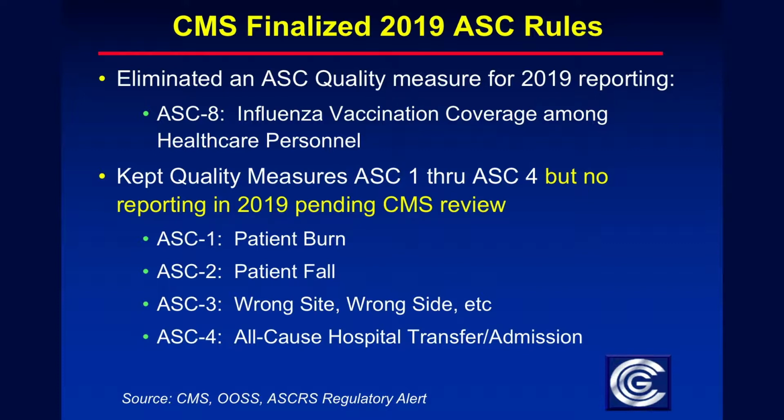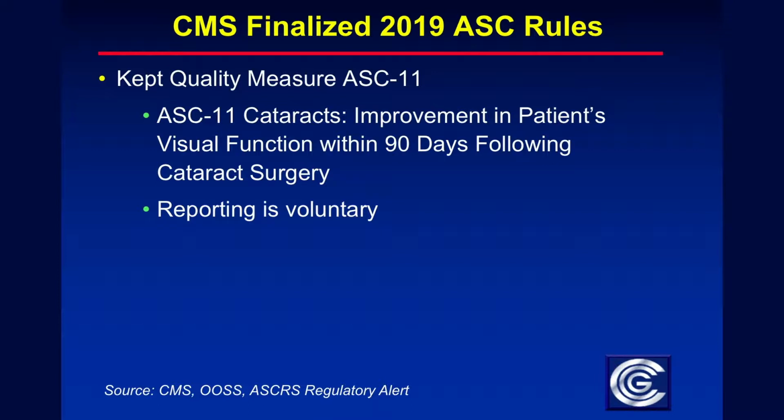Much like 2018, CMS again reduced the regulatory burden of ASC quality reporting for 2019. CMS removed one quality measure, ASC number 8, influenza vaccination coverage among healthcare personnel. Data collection for ASC 1 through ASC 4 was suspended while CMS revises them. Most ophthalmic-only ASCs will not report G8907 on claims in 2019, when no adverse events occurred with ASC 1 through ASC 4. CMS kept ASC quality measure ASC 11 on improvement in visual function within 90 days after cataract surgery.